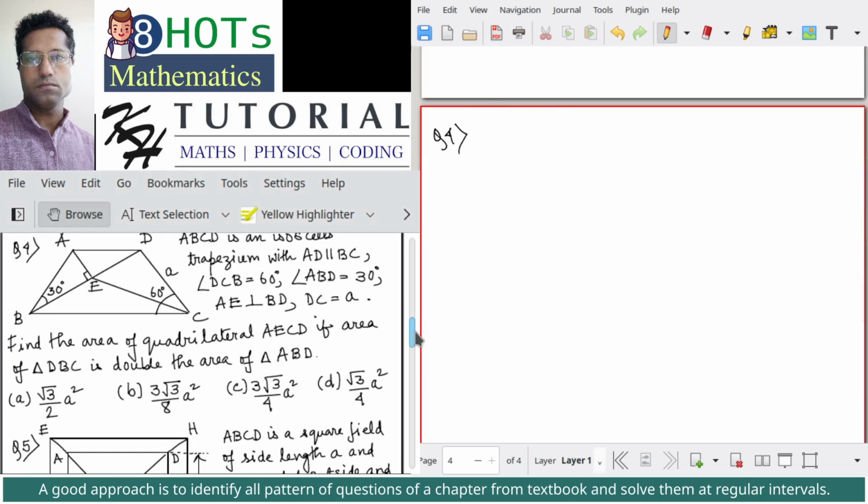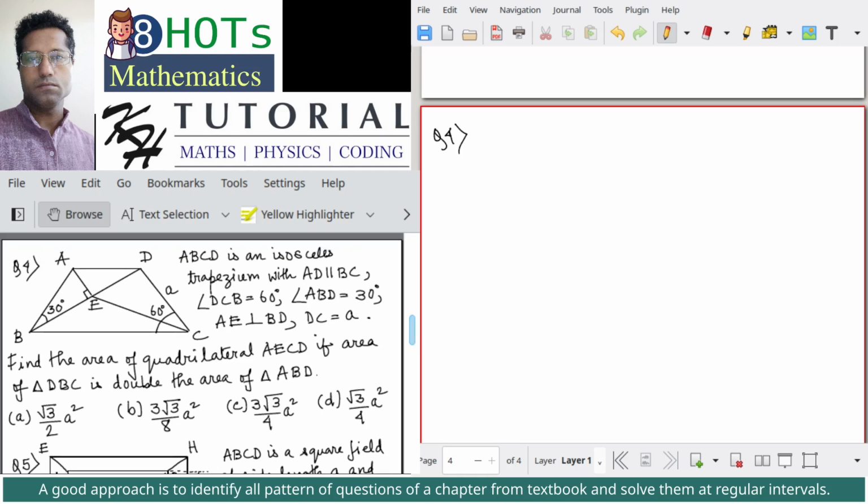ABCD is an isosceles trapezium with AD parallel to BC. DCB is equal to 60 degrees and ABD is equal to 30 degrees. And AE is perpendicular to BD. Sorry, AE is perpendicular to BD.